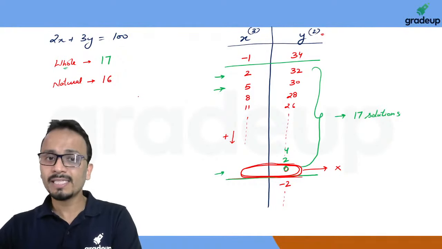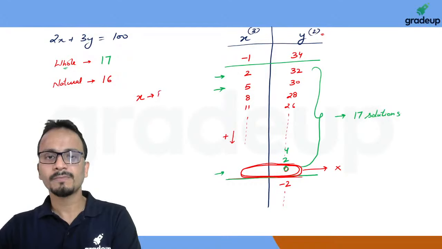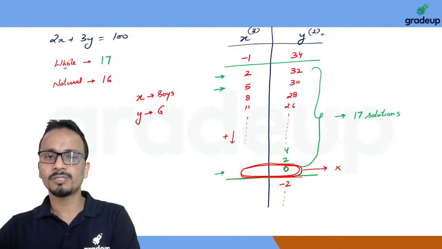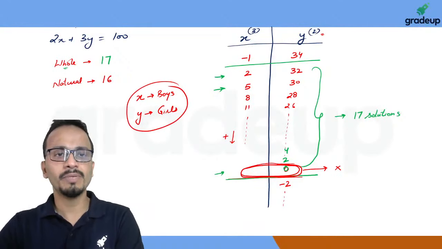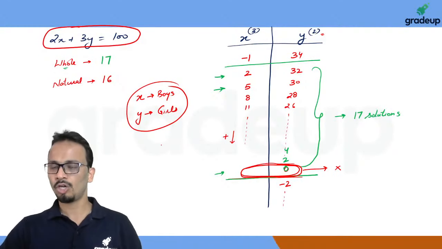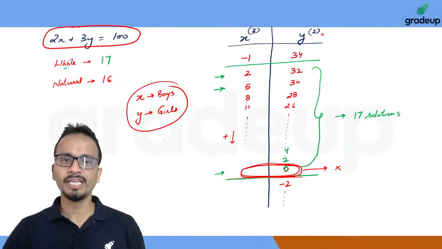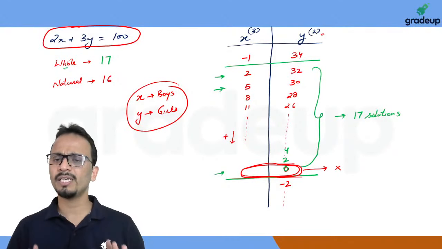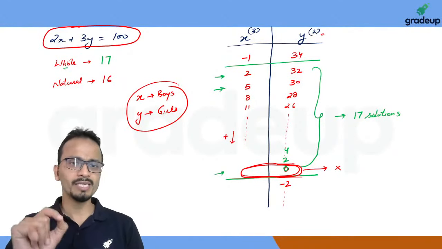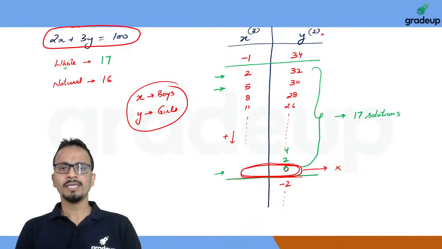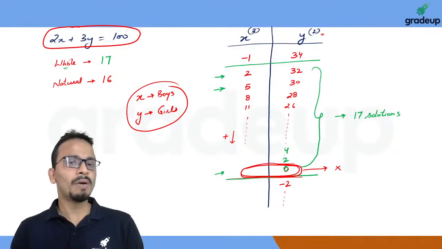in a class, let's say there are x boys and y number of girls, such that the relation between them is 2x plus 3y equals 100. That's it. This is what is given to you. So there are x boys and y girls. Now, what can we deduce about x and y?